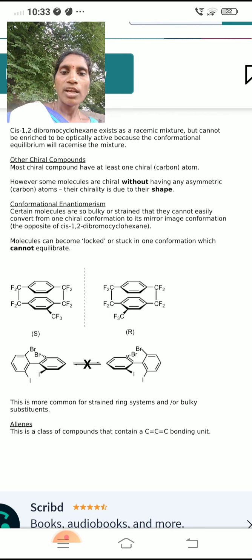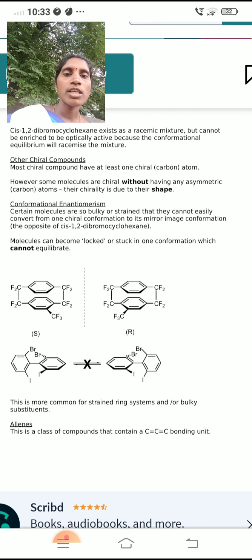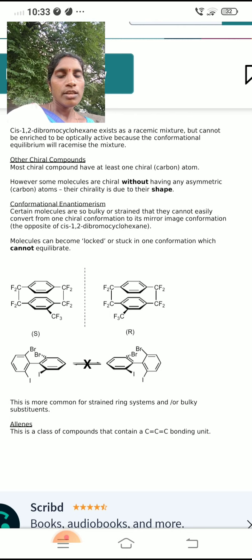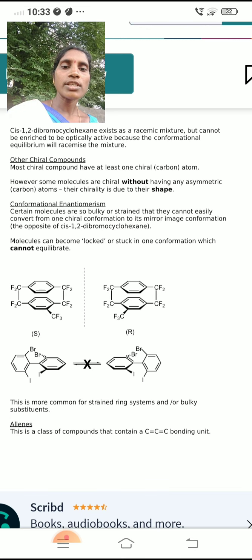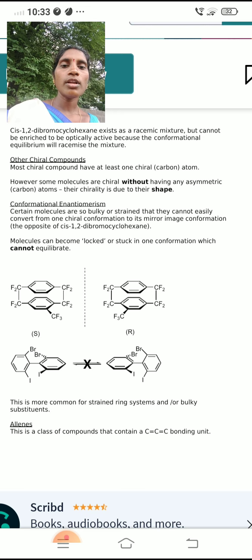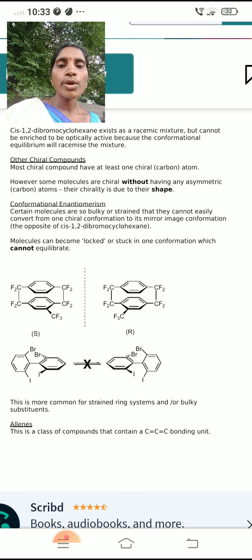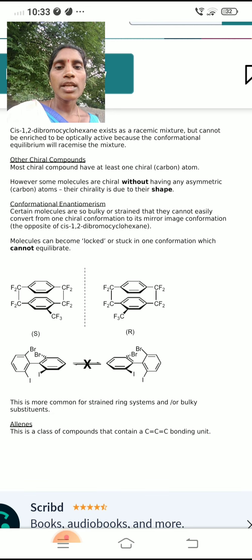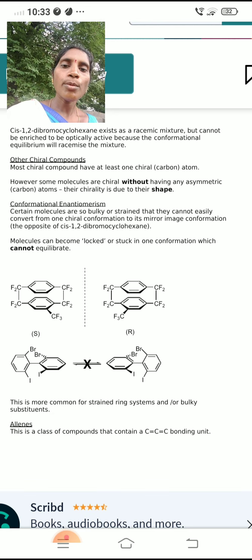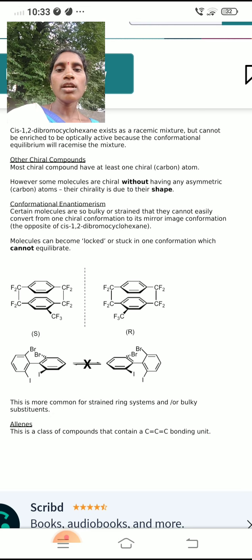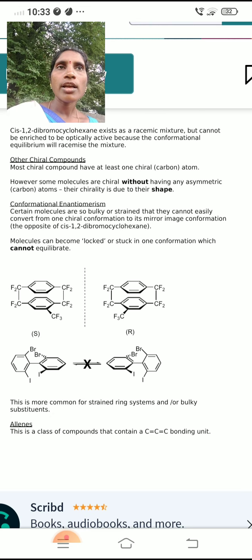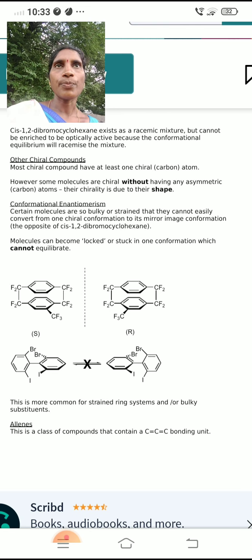So the criteria for chirality: the necessary condition is the presence of an asymmetric center or chiral carbon and the non-superimposable mirror image relationship. But some molecules without an asymmetric center are also chiral. Their chirality is due to their shape.